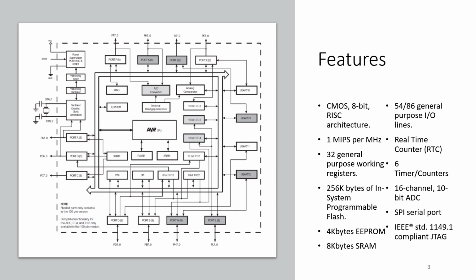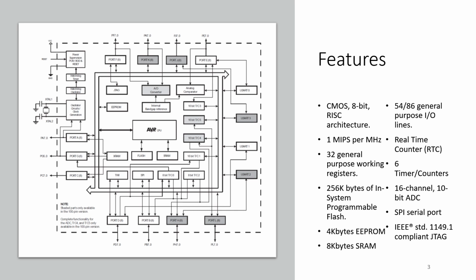It has 256 kilobytes of in-system programmable flash with read-while-write capabilities, 4 kilobytes of EEPROM and 8 kilobytes of SRAM, 54 to 86 general purpose input output lines, 32 general purpose working registers, a real-time counter, 6 flexible timer counters, and a 10-bit analog to digital converter. The device is manufactured using Microchip high density non-volatile memory technology.